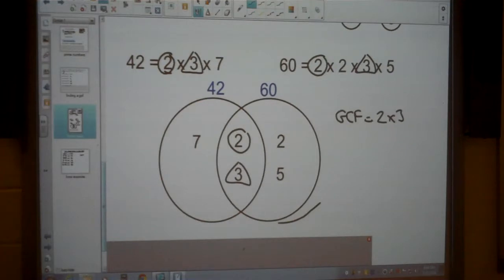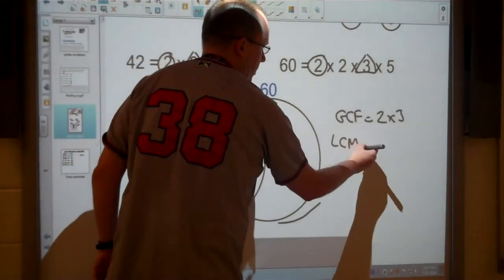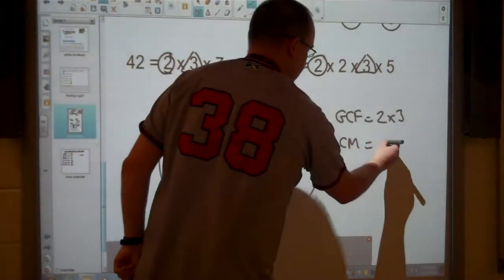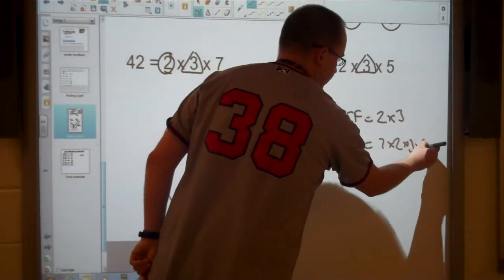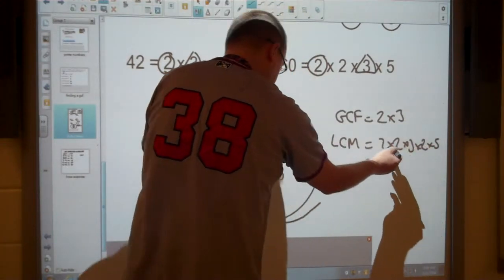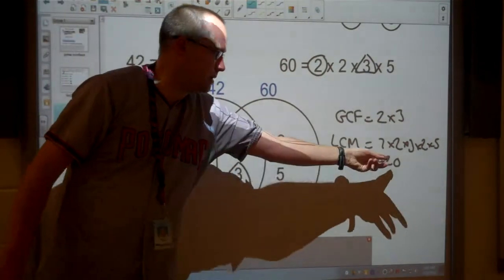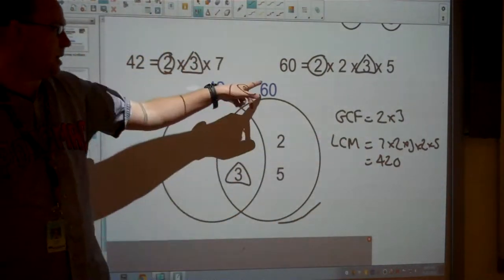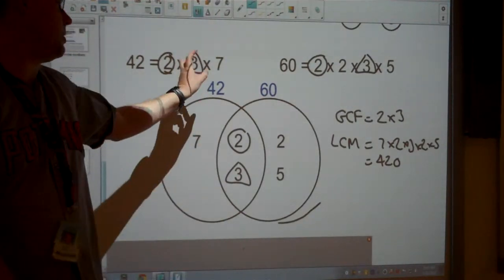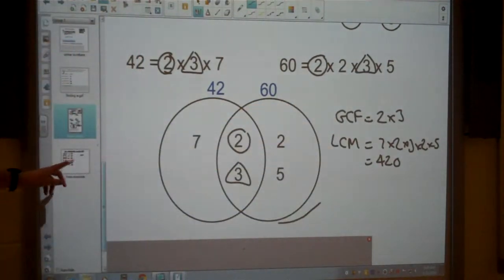Now there is another useful thing that you can do with the Venn diagram that we don't actually need for Algebra 1, which is also to find the least common multiple. To find the least common multiple, you just times all of these numbers together. So I can see this as 10, 30, 60, 420. So 42 divides into 420 10 times, and 60 divides into 420 7 times. That's the smallest number that both of these two numbers divide into. More importantly for us, we're just looking at the GCF though.